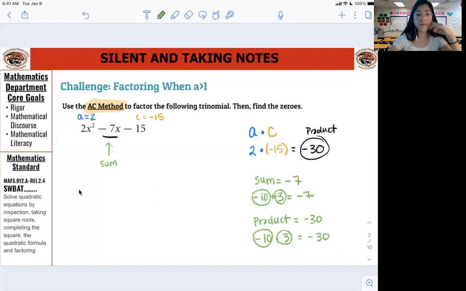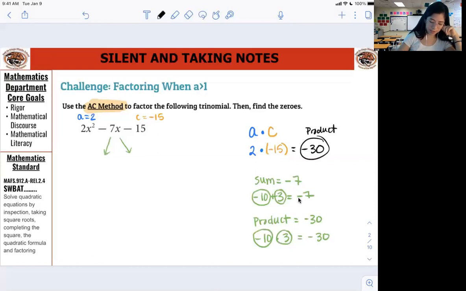Okay, so far, pretty similar. The only difference so far is that we had to do A times C. A times C is -30, and that was the product. Well, now this is where things are a little bit different. So I need everyone to watch very carefully to what I'm going to do. I'm going to split this up. We just said that -10 plus 3 gives me -7, right? -10 plus 3 gives me -7.